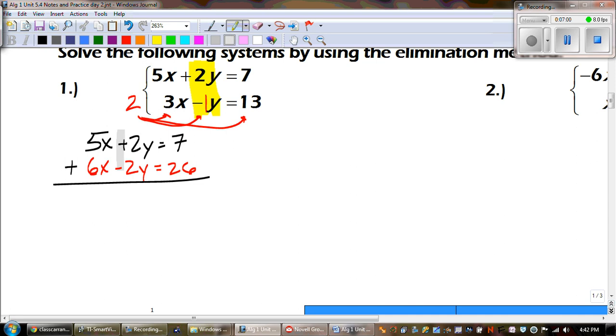Now, when I cancel the y's, woohoo, those cancel out. But 5x plus 6x, that's 11x, okay? 7 plus 26, 33. The x's didn't cancel, so I have to solve. And then we get that x equals 3.